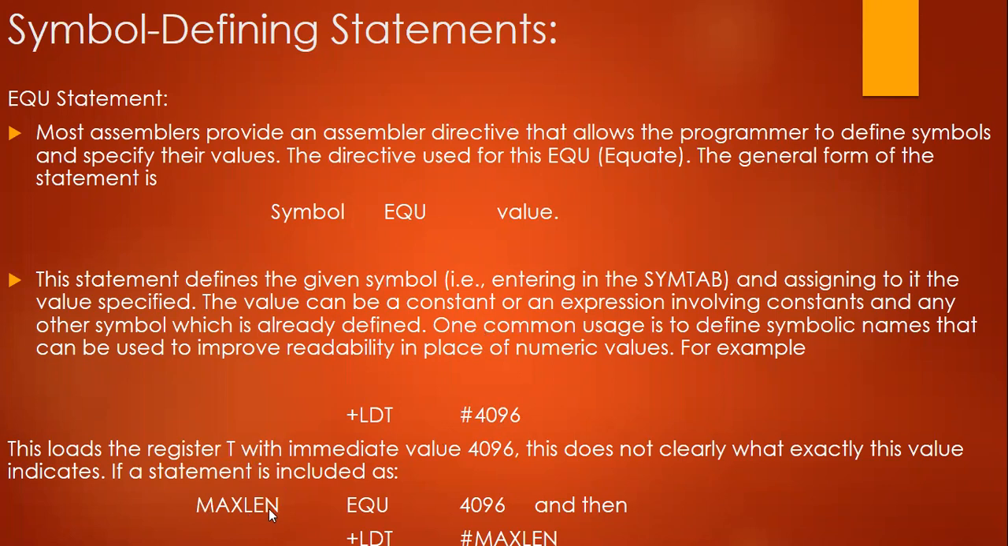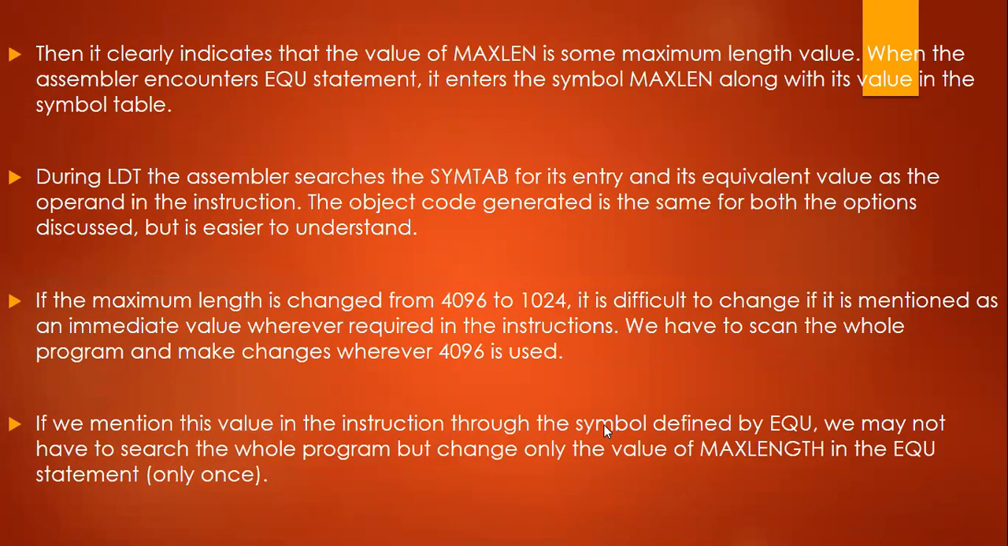In the next slide we'll discuss how, when such an instruction gets executed, the assembler handles it with the symbol table. Later, just observe plus load register T with hash max length. Then also we are loading the value 4096 to the register T exactly. Same thing, but it will help the programmer to understand it properly. It clearly indicates that the value of max length is some maximum length value.